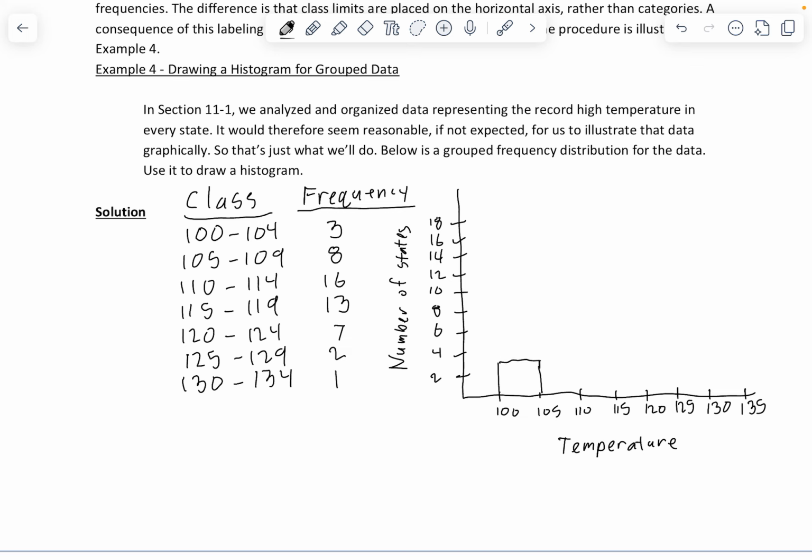so right about there, okay? The next one has a frequency of 8, so it's going to be right directly next to the first rectangle. It's going to go up to a height of 8, like so, okay? The next one has a height of 16, so I'm going to go up to 16, something like that, okay? And then the next one has a height of 13. That looks like it's probably right about there, okay? The next one has a height of 7. That's right about there. And then 2, and then 1, right?